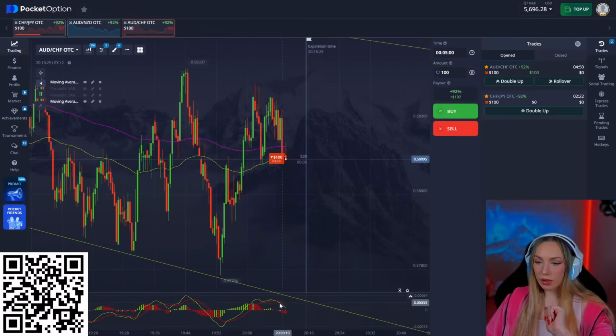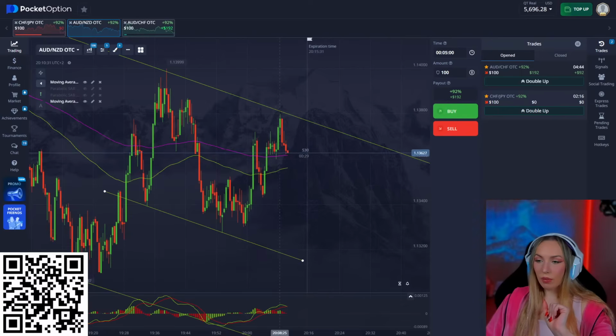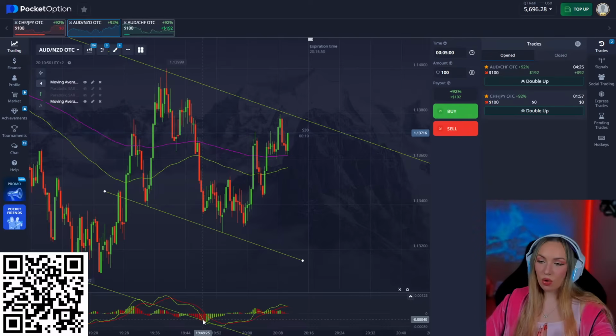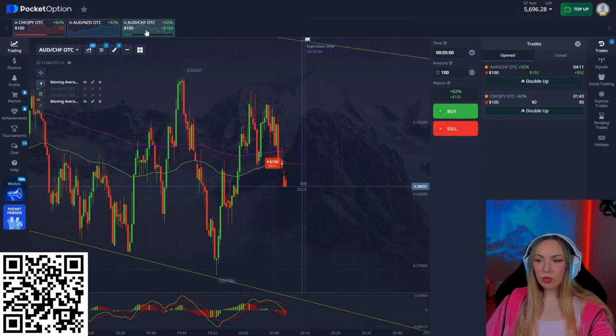MACD lines actually crossed here in AUD CHF, and AUD NZD lines still didn't cross, but I think they are about to do that. And maybe we can open also here the trade. By the way, let's check the time. Here was the signal to open the trade in the downward direction at 7:41. And it's 7:48, so basically 7 minutes needed for the price to go down, which is actually not fast, you know, though this chart looks like it's moving pretty fast.